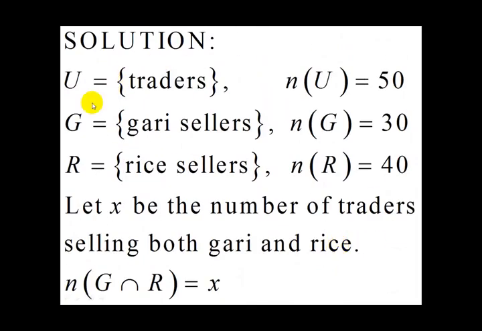Now, let U represent traders. If U represents traders, then the number of U equals 50, because from the question, the number of traders is 50. Let G represent gari sellers, so the number of gari sellers equals 30. And the number of rice sellers, R, is equal to 40. Let X be the number of traders selling both gari and rice. That is, the number of G intersection R is equal to X.